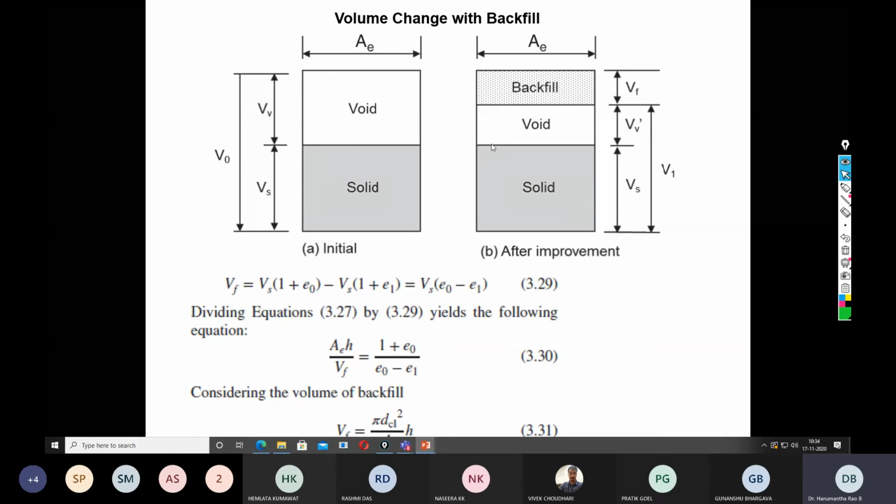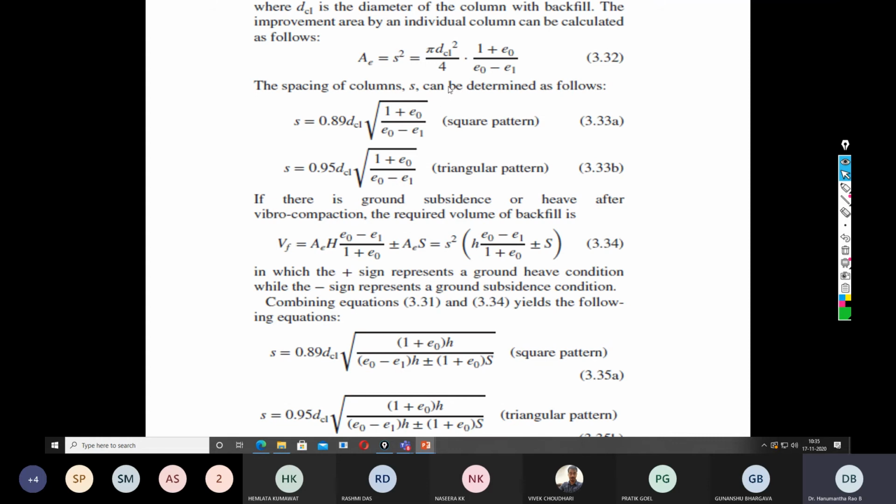Considering the volume of the backfill, Vf, the backfill volume required, is pi by 4 into d square into h, where d is the diameter of the zone of influence, or the diameter of the stone column. These are all analytical derivations. You can go through them when I share the slides. It is quite easy to understand. I don't need to explain anything because it is equating the change in volume with the initial volume only.